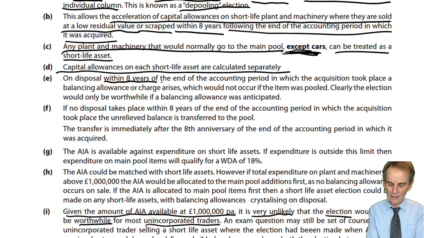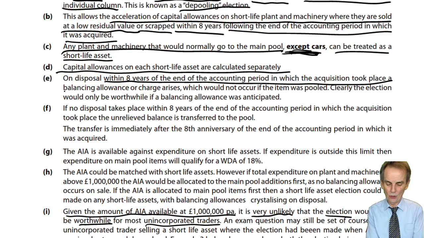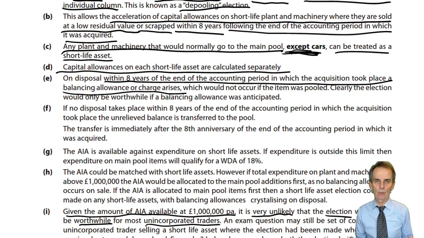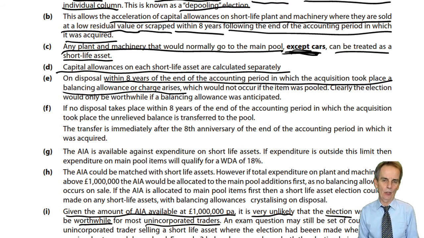On disposal within 8 years of the end of the accounting period in which the acquisition took place, a balancing allowance or charge arises. Now, we are going to have a balancing adjustment, but we'd only be making this election if we knew that not only short life, but also low residual value.